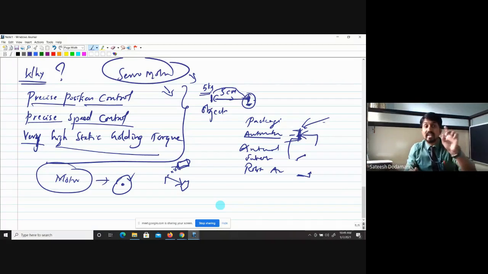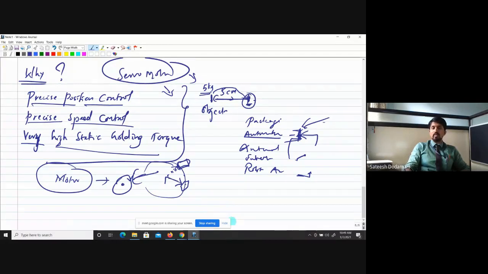That is called static holding torque. That makes the difference with the normal motor. A normal motor goes on rotating, but this will not rotate, it will hold that particular object, and it holds it in the particular direction, at a particular angle. That is called static holding torque. That makes this motor different.